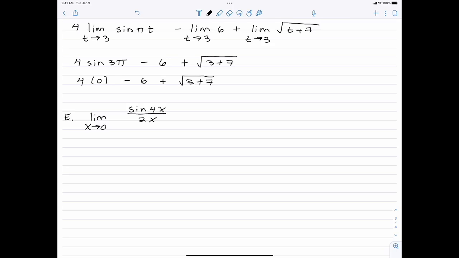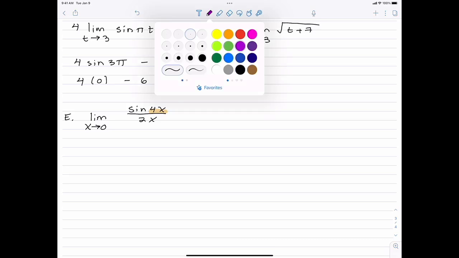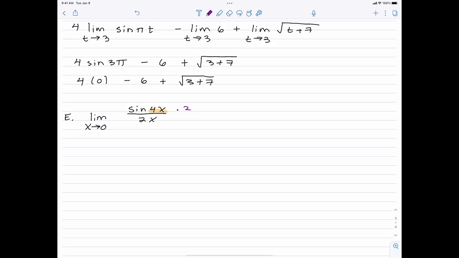The question is, can I turn this into one of my flashcards? As you guys know, I look at this and I say, man, if these were either both 2x or both 4x, I would be super happy. I can't turn the 4x into a 2x because it's within the sine function. But I think you guys would agree I should be able to turn the denominator into 4x. I can do that by multiplying the numerator by 2 and the denominator by 2. Identity property of multiplication, I haven't changed it.